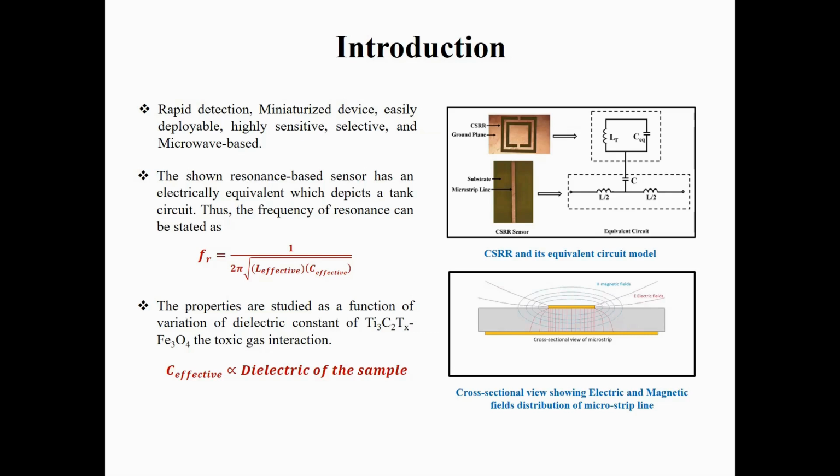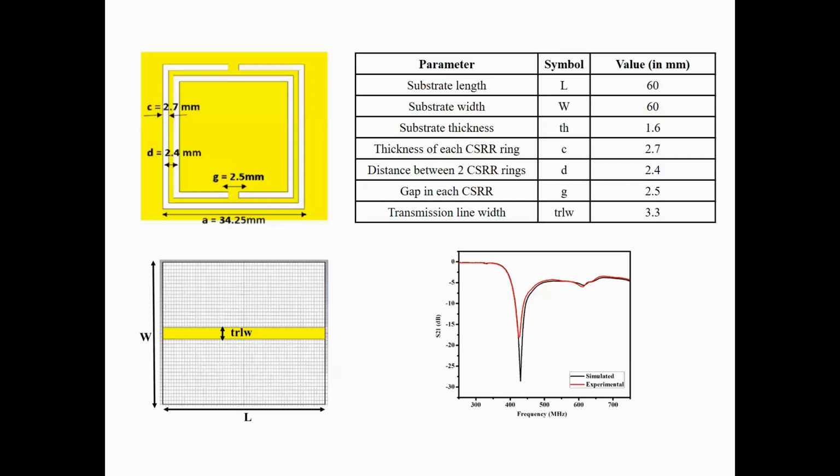The C effective will now change, depending upon the dielectric of the sample, because as we all know, capacitance is equal to epsilon A by d. So as the dielectric of the sample changes, the C effective value will change and the resonant frequency will shift. This is how we are going to sense.